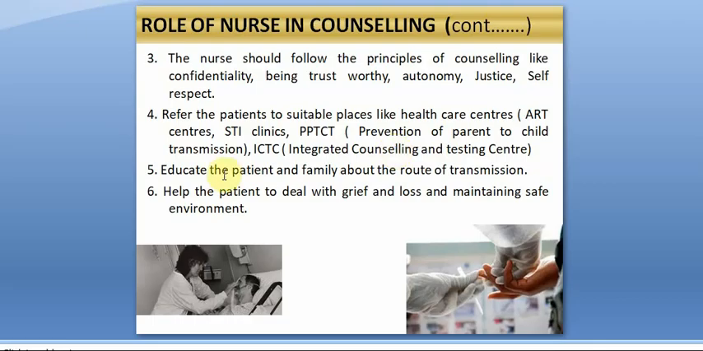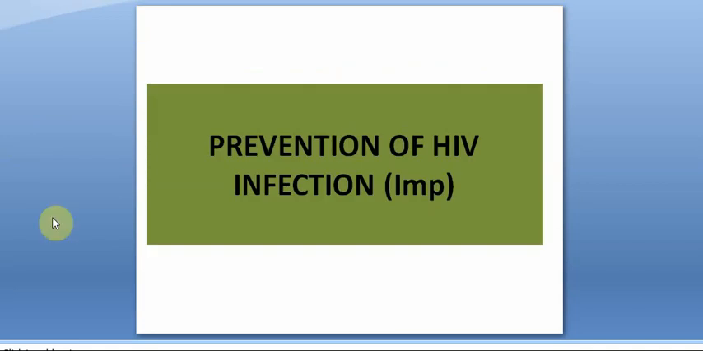Next, it is very essential to educate the patient and the family regarding the mode of transmission of HIV AIDS. And also you have to explain the different ways through which HIV AIDS is not transmitted. That is very important. Otherwise, the family will try to ignore the patient and may have a stigma. Help the patient to deal with grief and loss. That is also a very important aspect, so that the person will not go into depression or commit suicide. So this is particularly about drug management and the role of the nurse in counseling. Next, we will see the prevention of HIV AIDS.